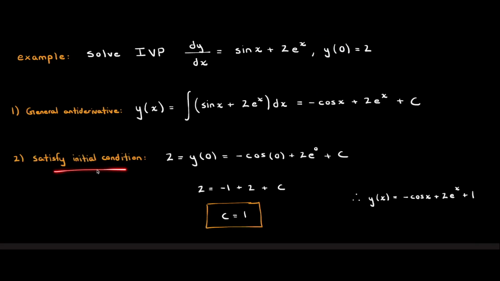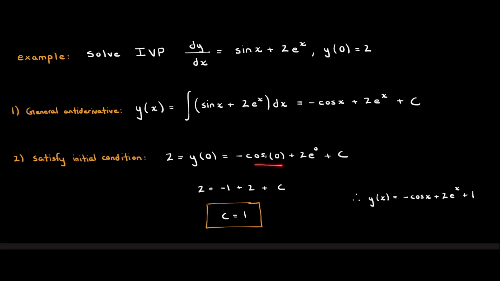So to satisfy the initial condition, just plug in the given point, plug in (0, 2). We must satisfy that. So I'll take this function and plug in x equals 0 and set the output equal to 2. That's what we're doing over here. We're plugging in 0, as you can see, and we're setting the corresponding output equal to 2.